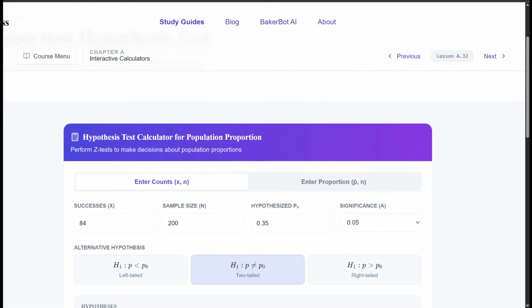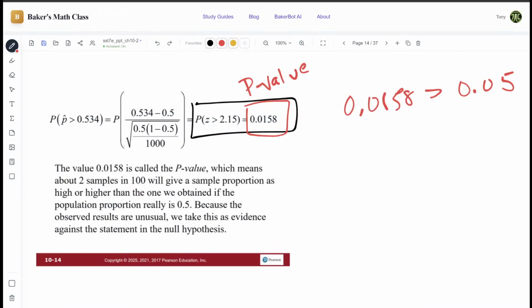Oh, yeah, you're right. Good catch. That's smaller than that. Good catch.